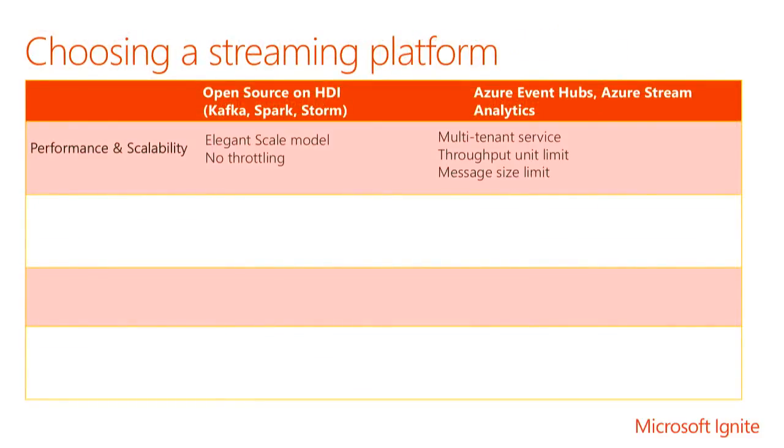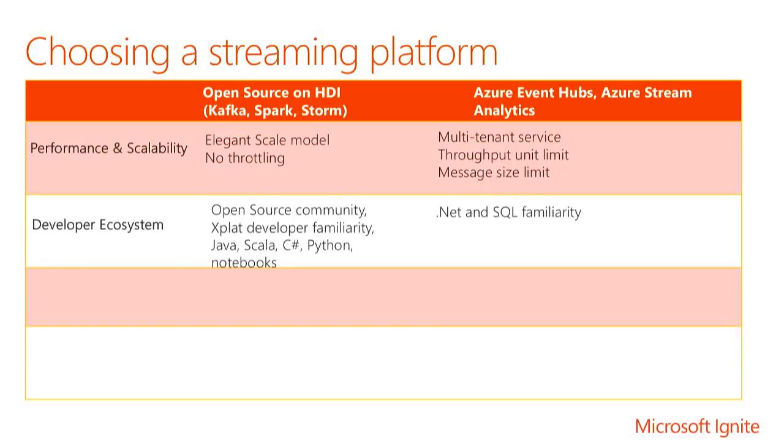So the first thing we need to pay attention to is performance and scalability. Because of their multi-tenant nature, Azure Event Hubs and Azure Stream Analytics have certain throttling limits in place per subscription for you. You can, of course, call Microsoft to get these limits increased, but if you look at the HDInsight model that we will drill into a little bit, you get a cluster, which means that if you hit any performance or scalability issues, you can just scale the cluster up and add more nodes, and you pay as you go.